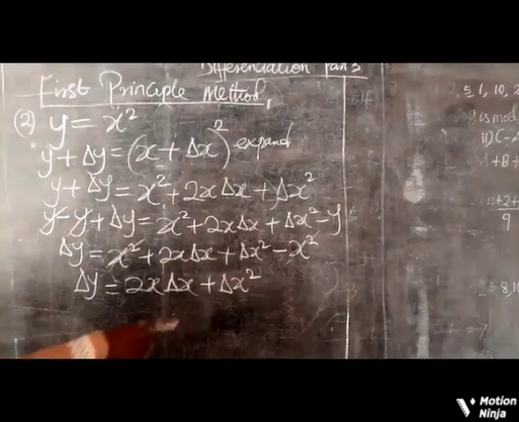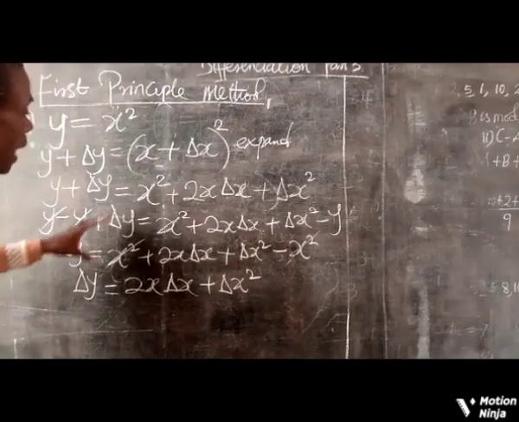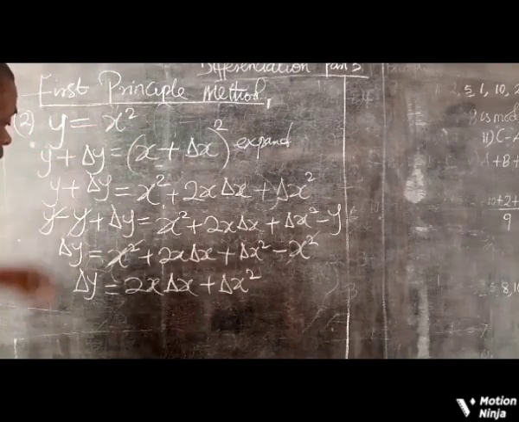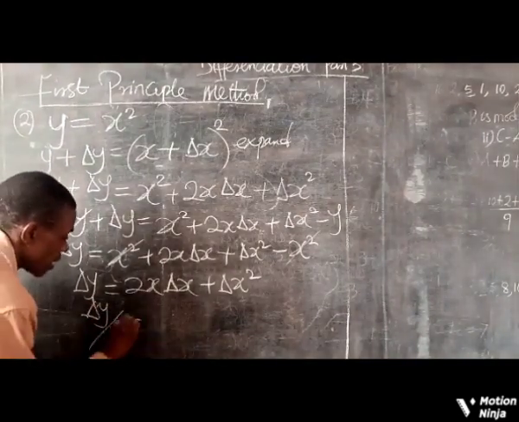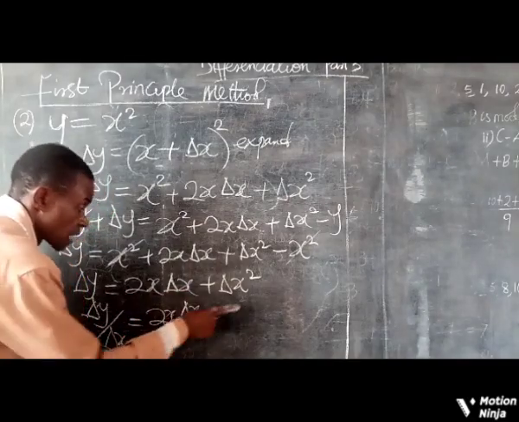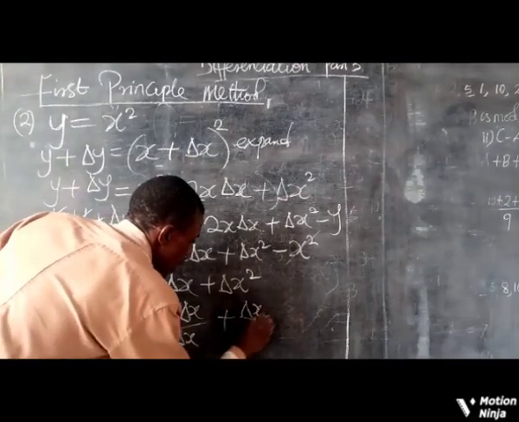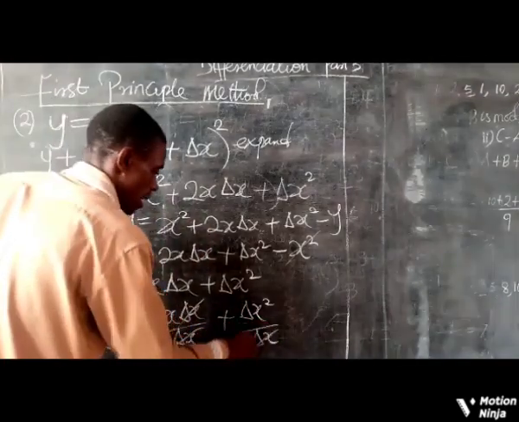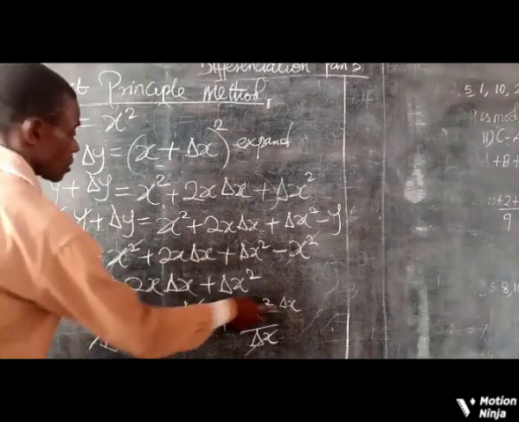Right? What do we do next now? We divide both sides by change in x. Why? Because we are differentiating with respect to x and not to y. So change in y over change in x is equal to 2x change in x over change in x plus change in x squared over change in x. This will cancel this, and this will go, remaining change in x. So we now have 2x plus change in x.